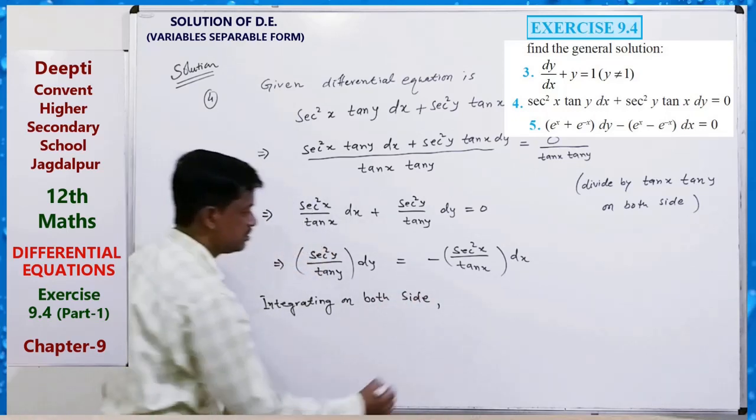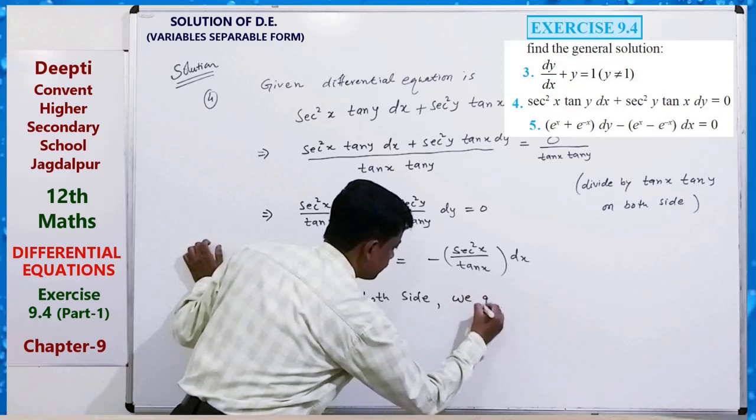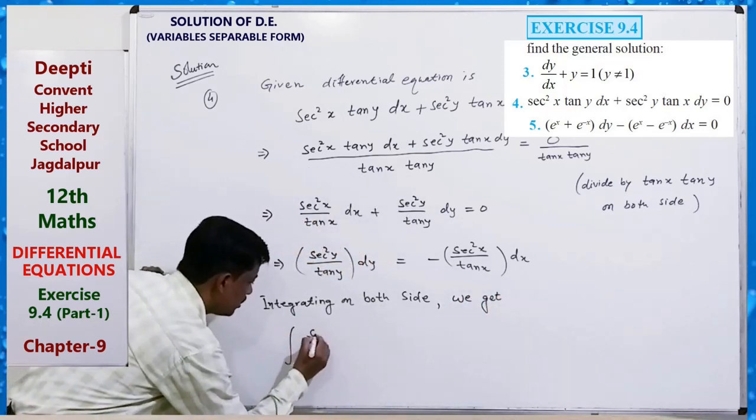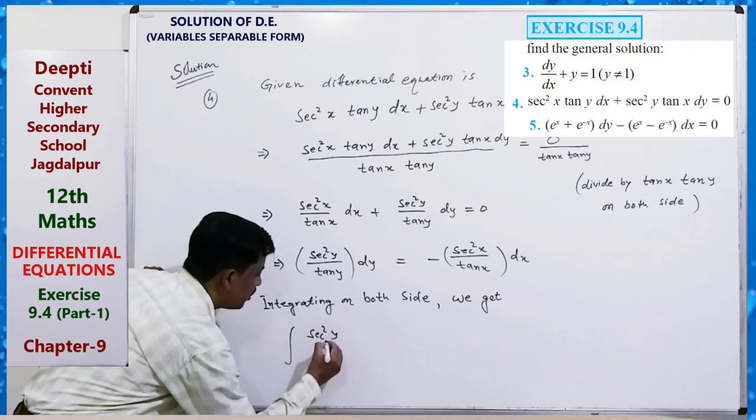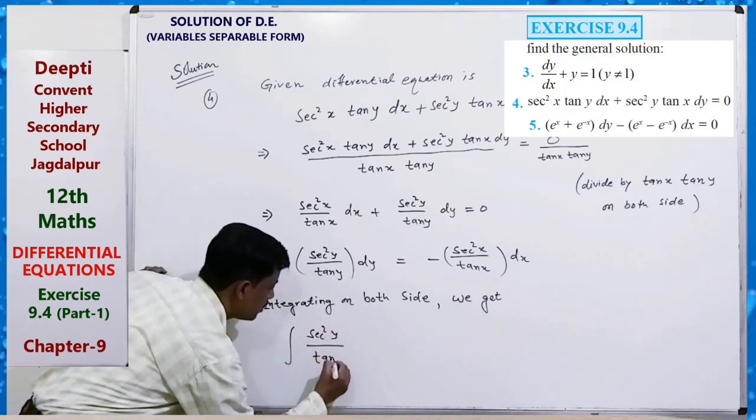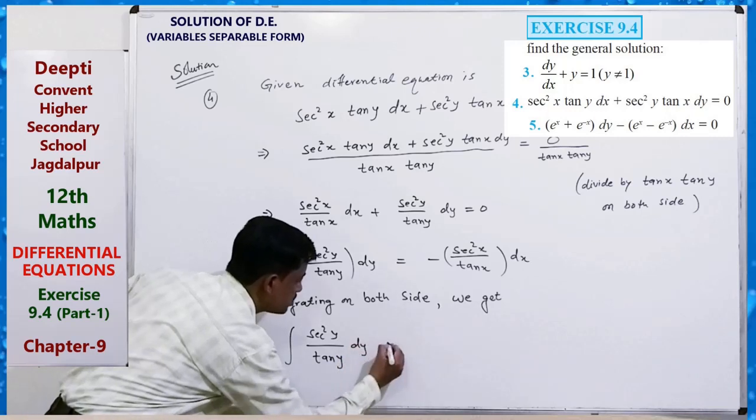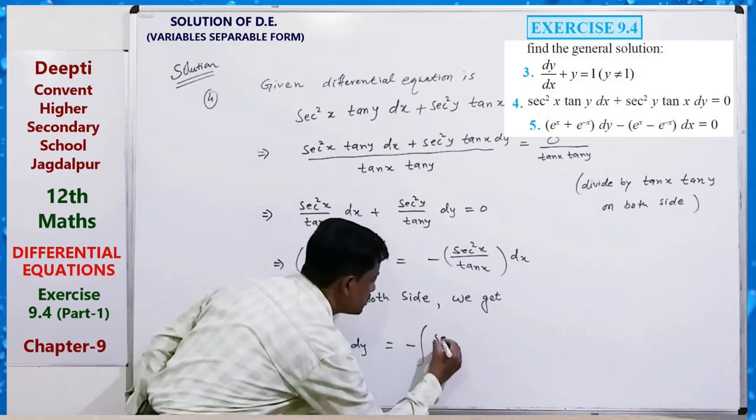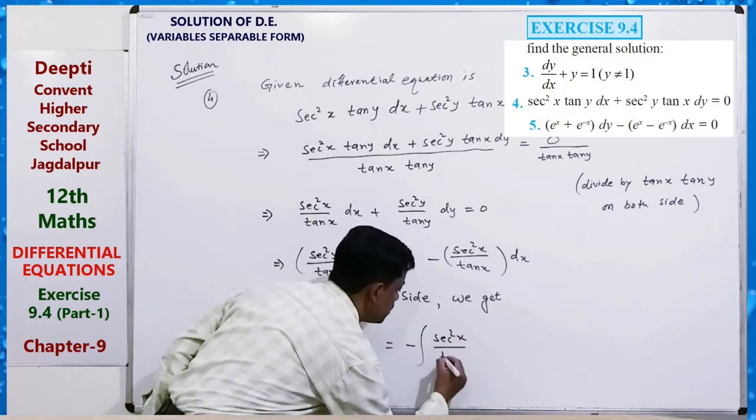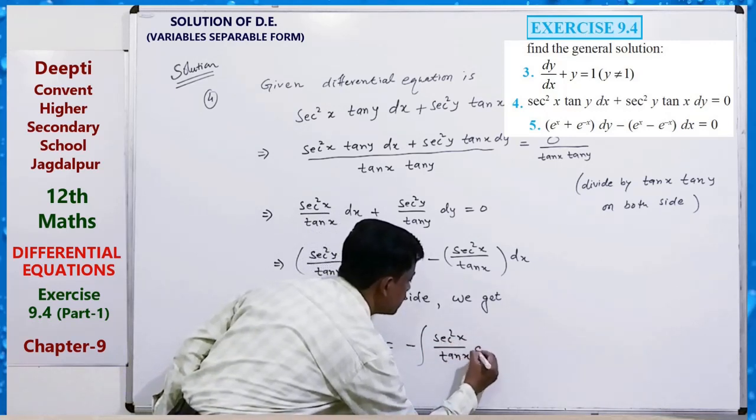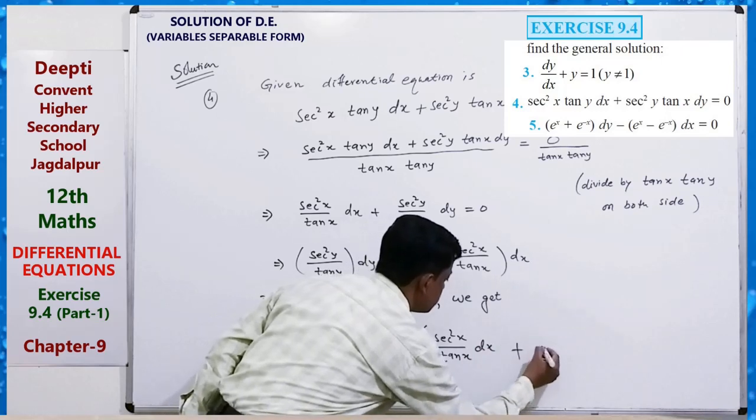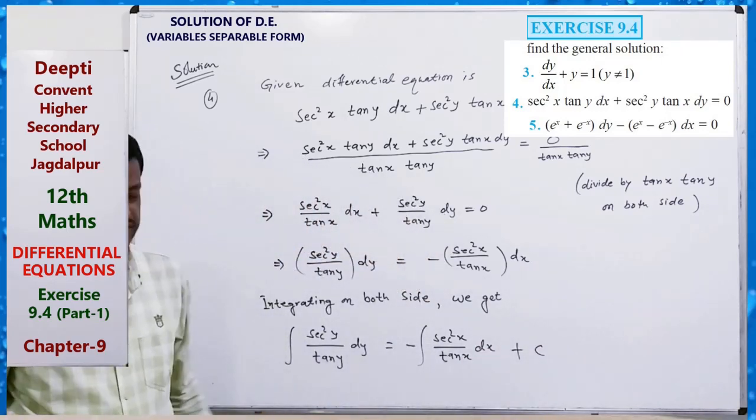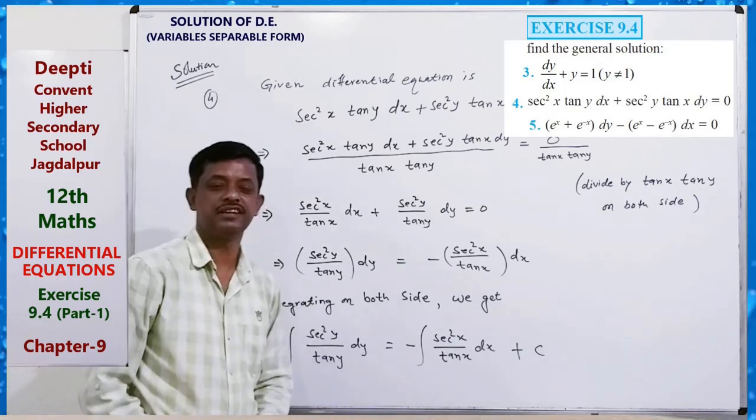Integrating on both sides, we get integration of sec square y upon tan y dy equals to minus of integration of sec square x upon tan x dx plus constant, suppose c as a constant. Now integrating this is very interesting.